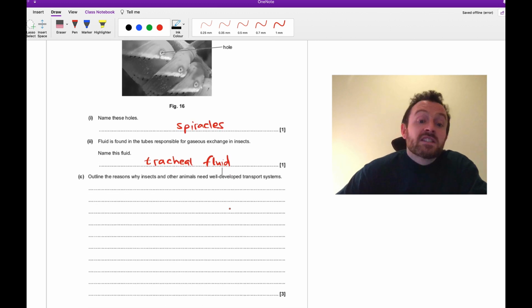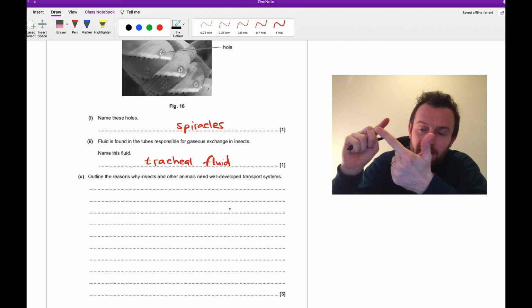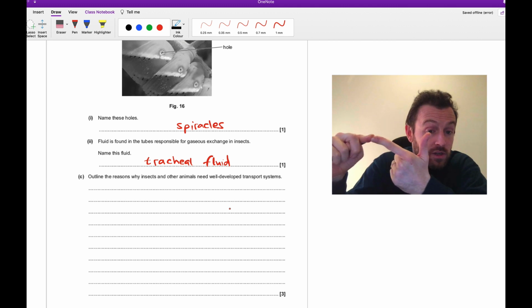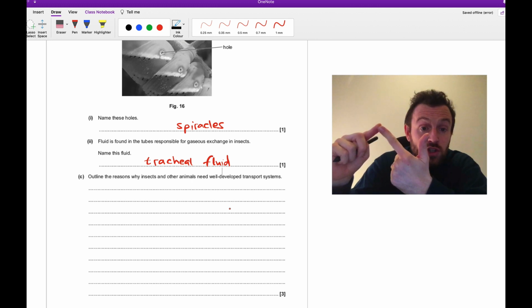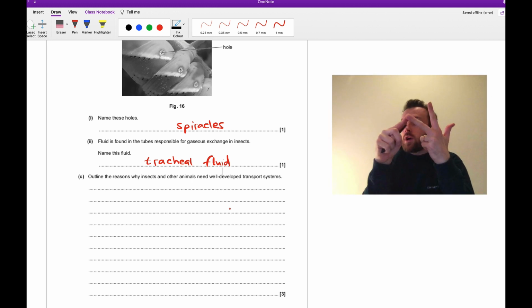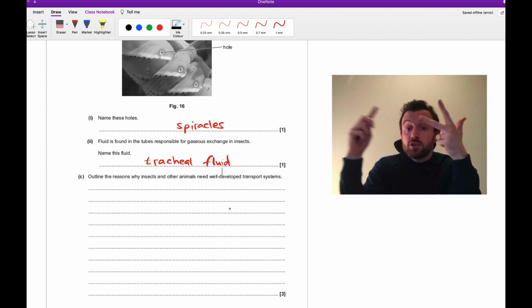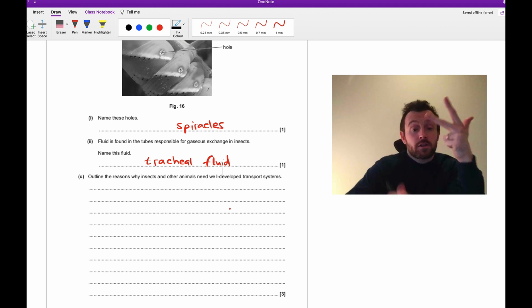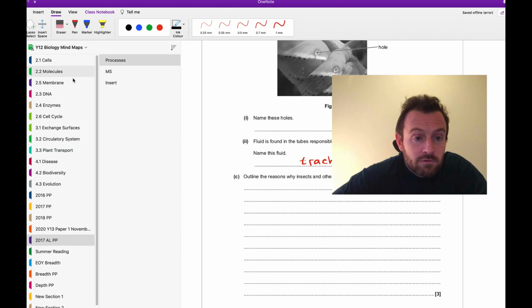Okay, so reasons for transport systems. Well, they are metabolically active. They have an insufficient surface area to volume ratio to get sufficient oxygen in, and also cells in the center of the animal are too far away from the outside to rely on diffusion of oxygen into the center. So those are 3 points that you can say. I'm sure there's some more in the mark scheme, which we're going to have a look at right now.